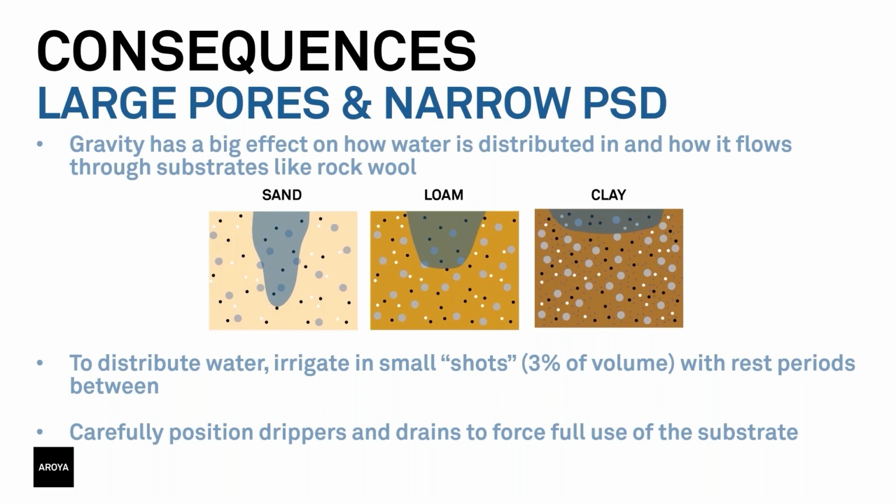We therefore irrigate in shots. So we give a shot that amounts to a few percent of the volume of the water that it can hold, and then a rest period to allow the water to move out into the substrate. It's also important to carefully consider the position of the dripper and the drains in the rock wool so that the water can't just channel through.